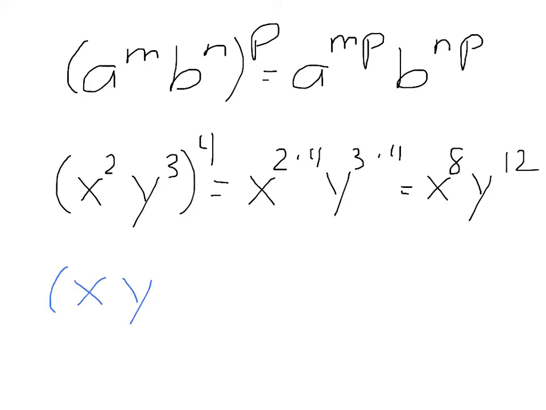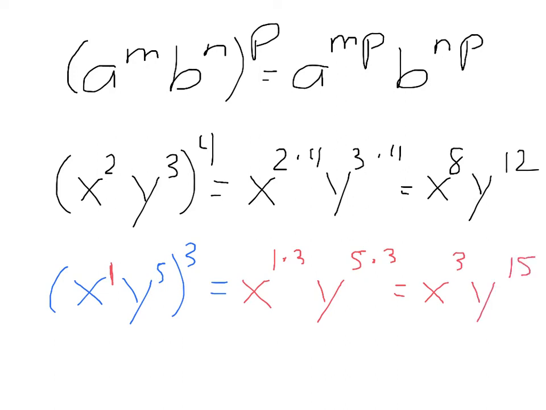x, y to the 5th, to the 3rd power. And you're thinking, okay, so I'm going to multiply the outer exponent to the inner exponents, so I'll multiply the 3 and the 5 together, right? No, you would have forgotten something. See, everything has an exponent, even if you can't see it. For example, the x has an exponent of 1. So this is really x to the 1 times 3, y to the 5 times 3, or x to the third, y to the 15th.